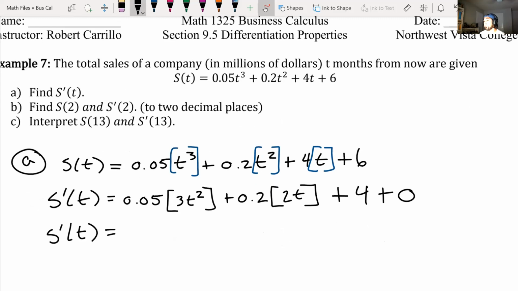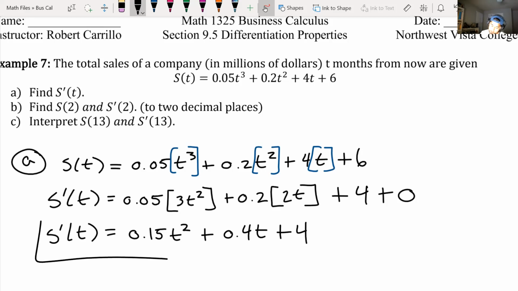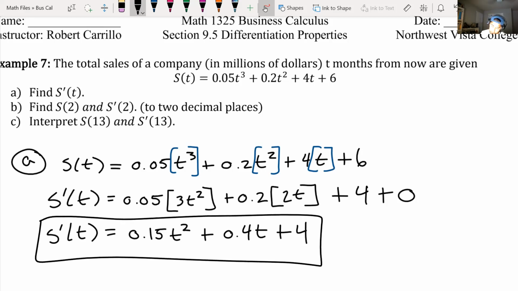And now it's cleanup time. 0.05 times 3. I have 5 cents and I tripled it. How much change do I have now? 15 cents t squared plus 0.2 times t. I have 20 cents and I just doubled it. How much money do I have? 40 cents, there you go. 0.4t plus 4. There's our derivative. No calculator needed yet, right?